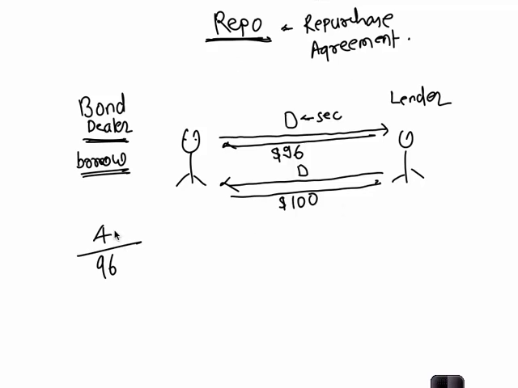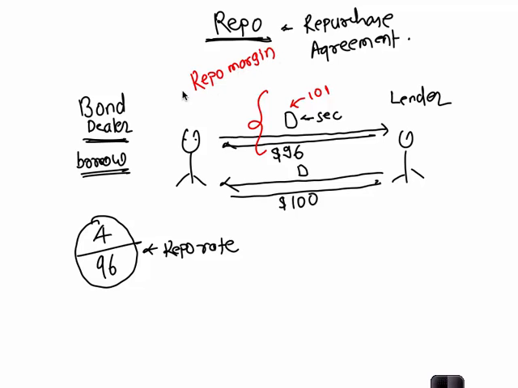Now there are 2-3 things we need to consider here. Number one, this 4 on 96 is technically your interest rate. This we will call the repo rate. Now imagine that this security, when it was given, was worth 101. So that security that you gave was worth 101, but you took a loan of only 96, or in a way 100. That difference between the value of the security and the value of the loan is called the repo margin.